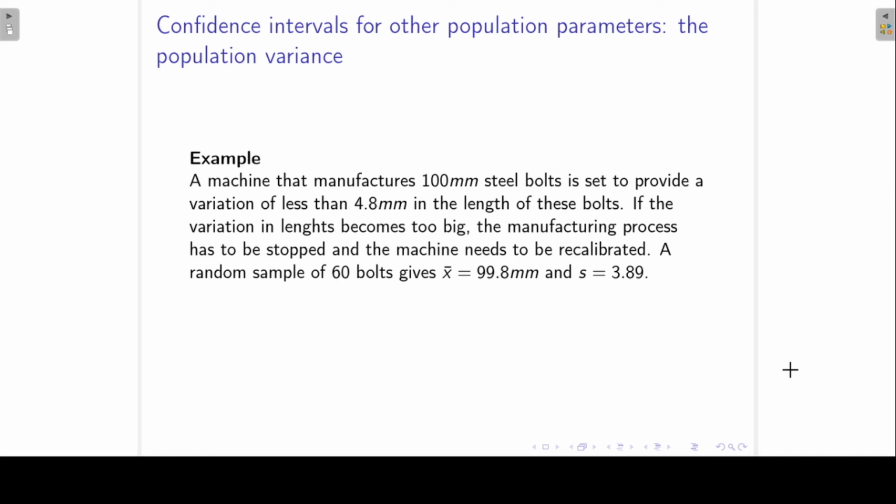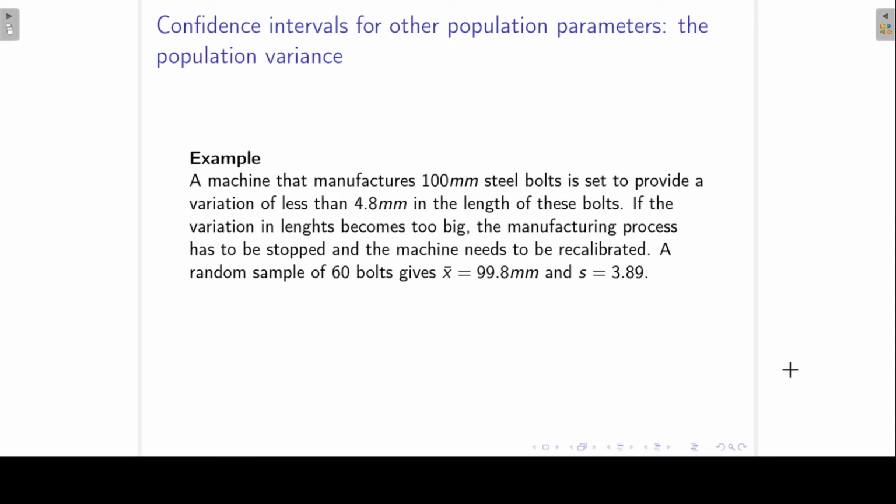In previous lectures, we have been looking at a confidence interval for the population mean mu, but we can also be interested in confidence intervals for other population parameters like the population variance and the population proportion. So in this lecture, we are going to look at the confidence interval for the population variance. And we will start with an example.